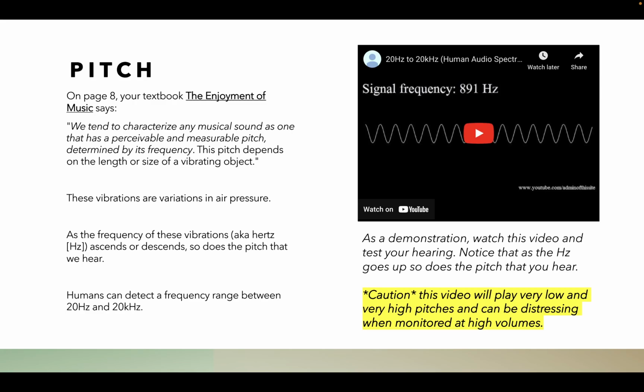Your music or your textbook, which again you do not need to buy, The Enjoyment of Music says we tend to characterize any musical sound as one that has a perceivable and measurable pitch determined by its frequency. This pitch depends on the length or size of a vibrating object.